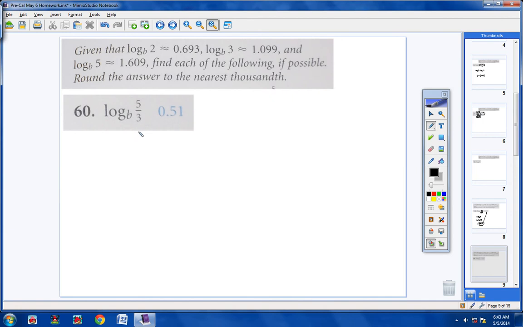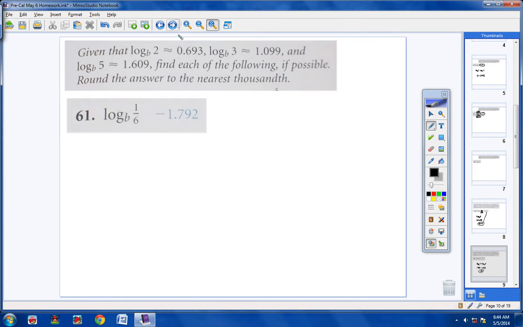Okay, now this one here is pretty simple because you have log base b of 5 divided by 3. And so I can just quickly write that as log base b of 5 minus, because we have a quotient here, log base b of 3. Okay, and now I do know the logarithm of 5. It's 1.609 minus, I do know the logarithm of 3, 1.099. Okay, so if you subtract those two, you will get 0.51. Okay, which does match our answer up here, number 61.